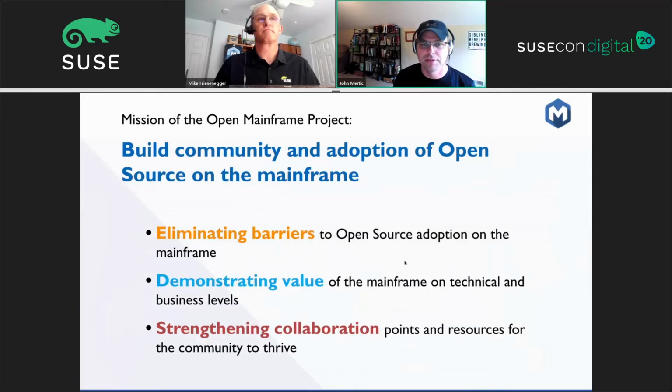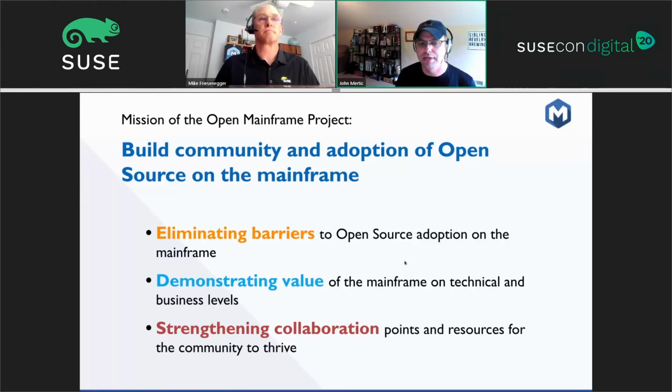So what's the mission of this project? It's very simple: build community and adoption of open source on the mainframe. That's the end game here. And the project does that through three key ways. One is eliminating barriers, helping get access to hardware, helping ensure that open source software can easily run on the mainframe, and helping educate the mainframe community about what open source is.